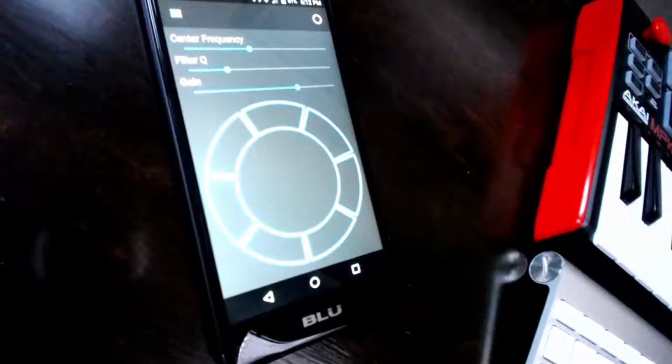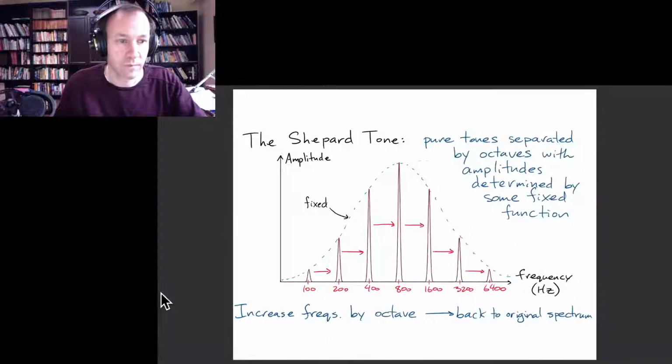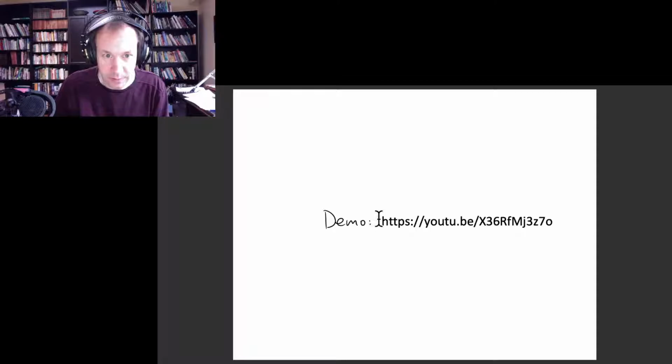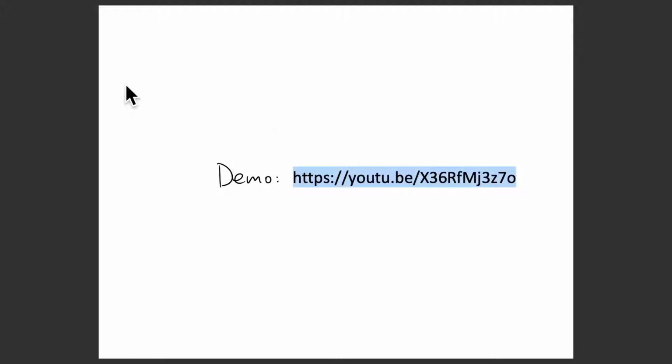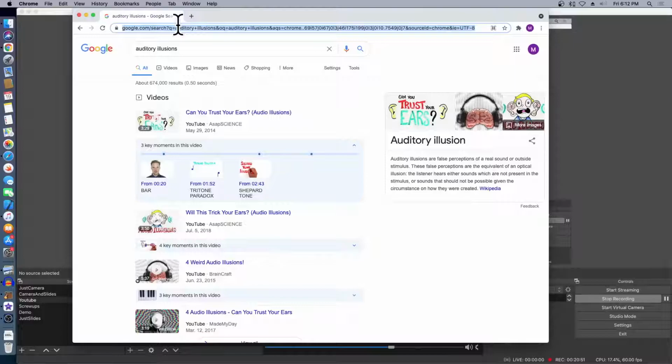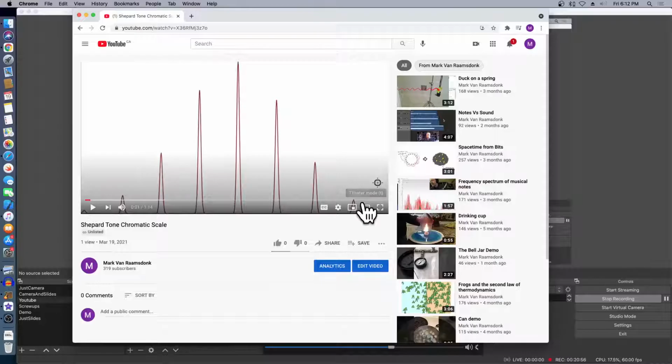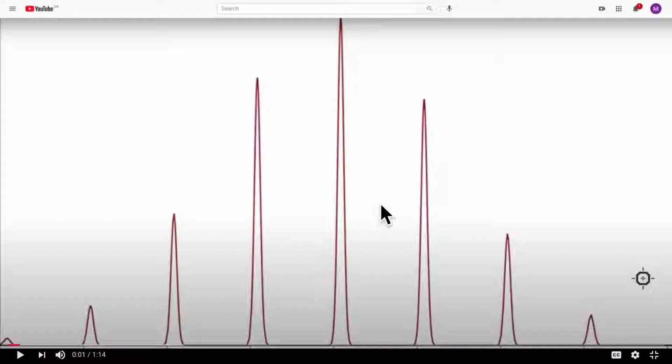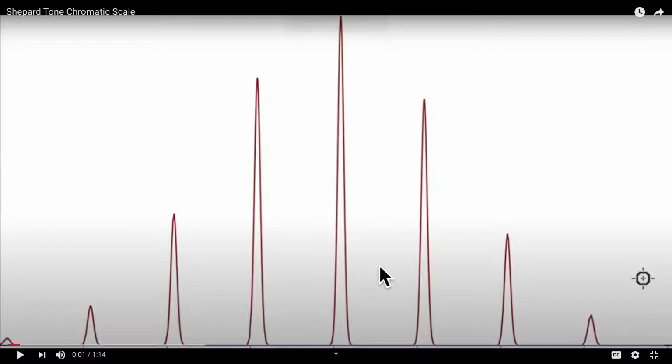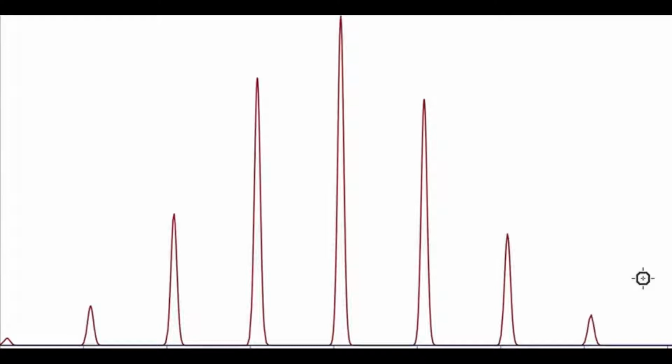Okay. So to understand this a little bit better, I wanted to just show you the following. Okay, so this is that same graph I was showing you. This is the spectrum of our Shepard tone, and I just want to see what it looks like as I ascend the scale. So here we go. What we're seeing here is the spectrum plot for a Shepard tone. And this is showing various pure tones that are separated by an octave. And so what we'll do is animate this as we go up the chromatic scale to see how the tones change. So here we go.